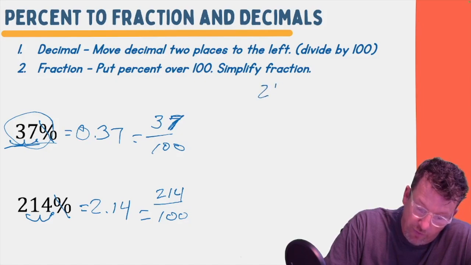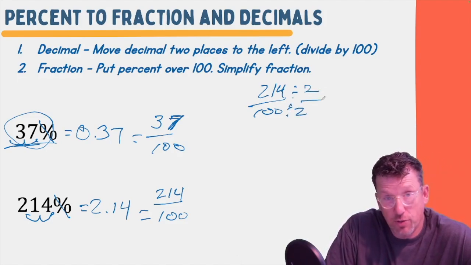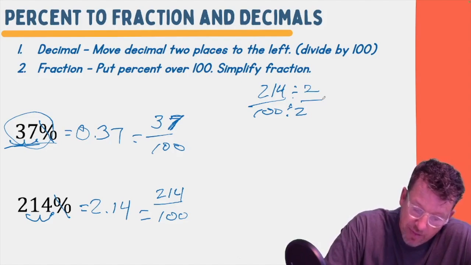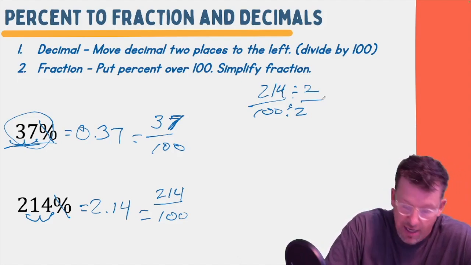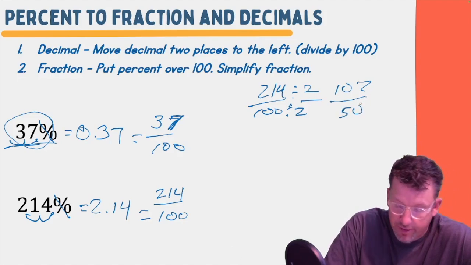So 214 over 100, okay? Let's divide both of them by 2. Remember, we're trying to find equivalent fractions, so whatever we do to the top, we got to do the same thing to the bottom. So if you take 214 and cut it in half, that would be 107. And if you cut 100 in half, you cut it into 50.